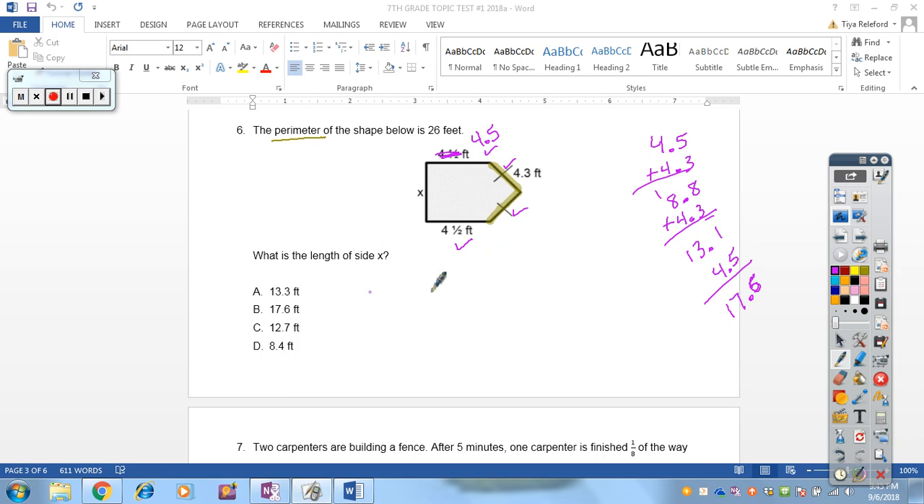I see it here, but that's not the answer. And after you do all this work, you like forget what you're doing. And you see it there and you're so excited to see it, you circle it. We have one more step. You need to subtract 26 minus 17.6. And then you'll have your answer. Don't forget to put a decimal point and a 0. Write a sentence telling me what you did wrong. You can fix it.